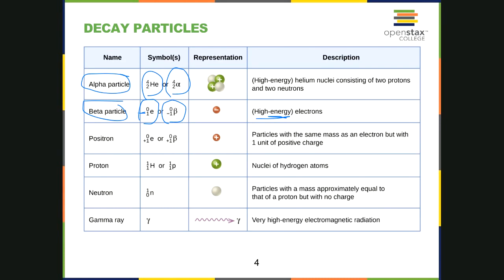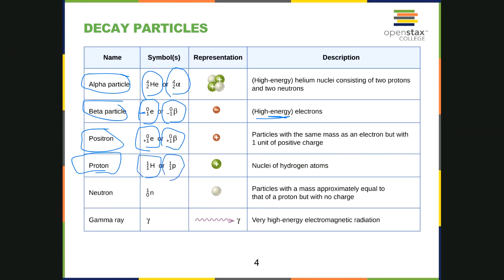Then we can have a positron. That is an electron, but it has a positive charge. So we could represent it with this symbol, except you have a positive sign on the number there. Or they can use the beta and just have a positive on the symbol there. We can have a proton as a decay particle, and you could represent it either with the hydrogen symbol or you can have a P for proton.